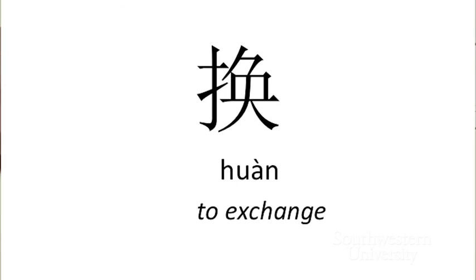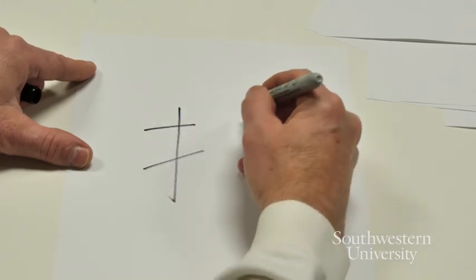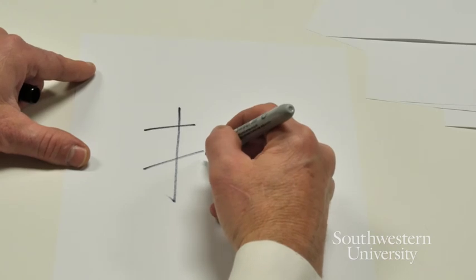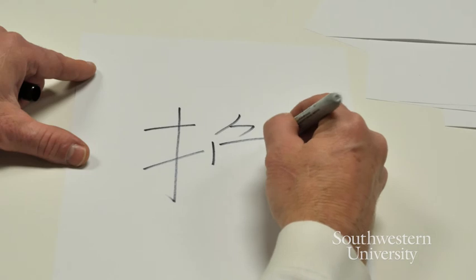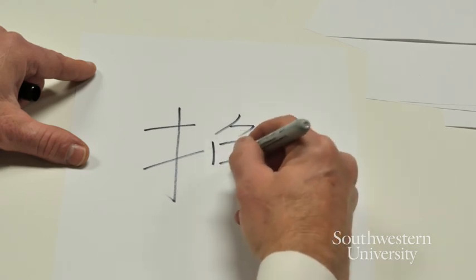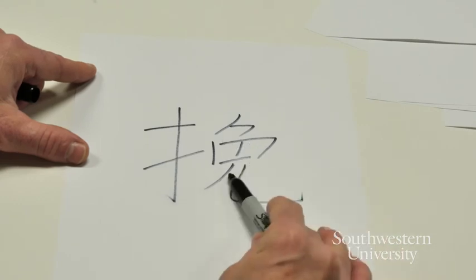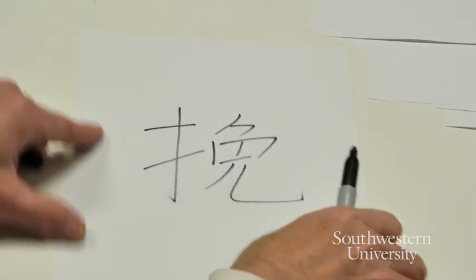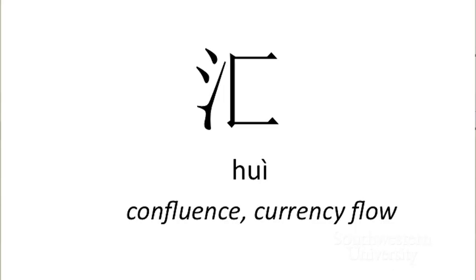Huan, to exchange. You have the ti shou pang, the hand radical, and the right-hand side is phonetic. Mian means exempt. It depicts a rabbit which has run away, so now it's exempt from being eaten. That's actually what somebody said.